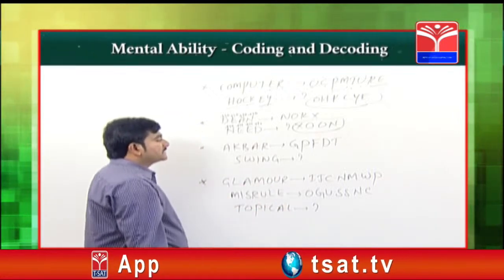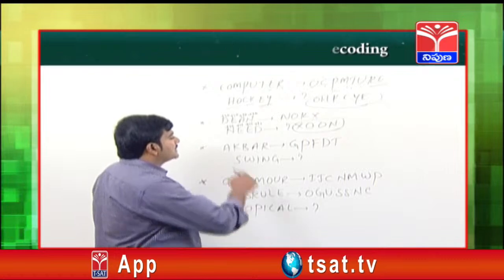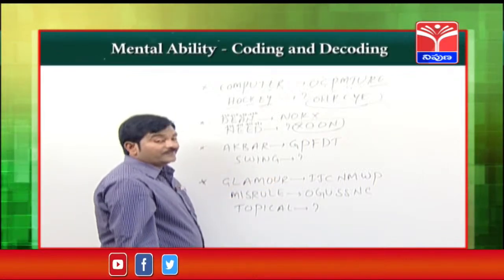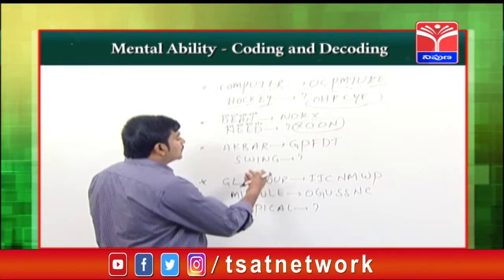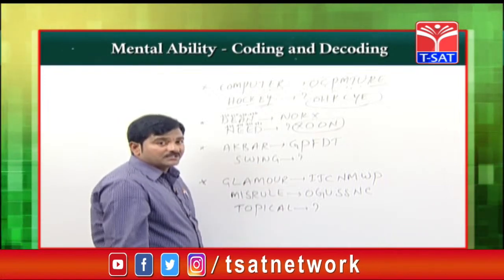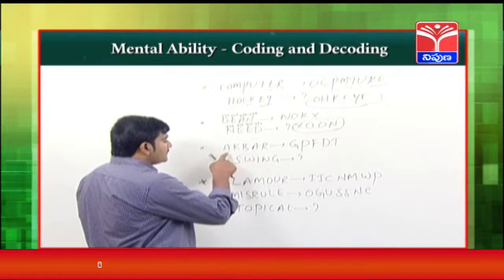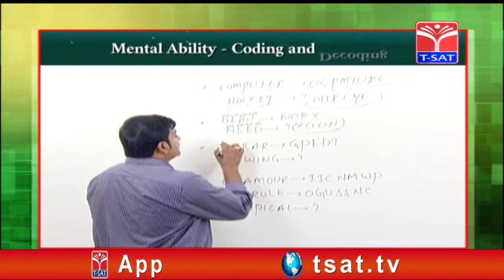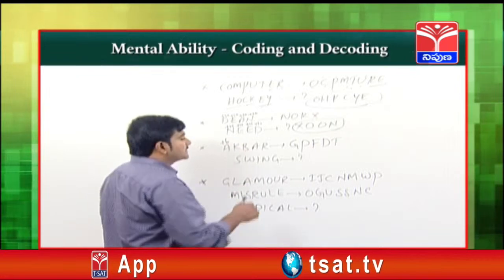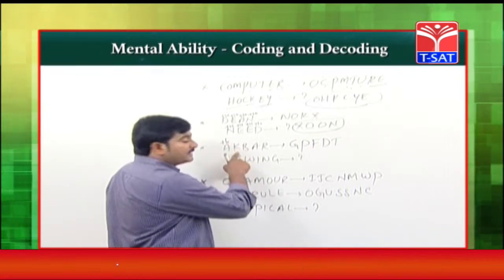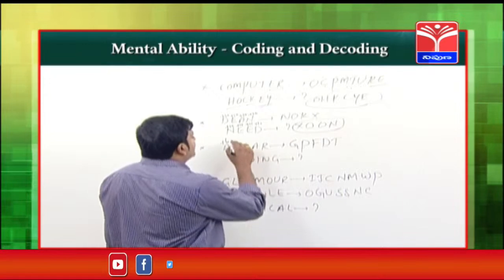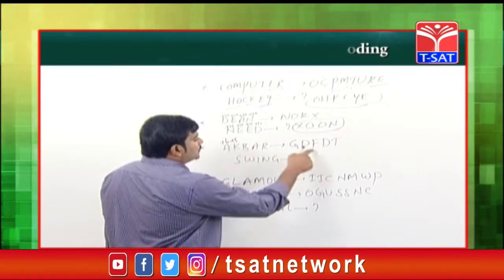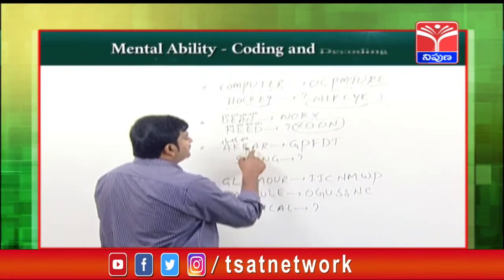Similarly, observe this: in a certain code language, Akbar is written as GPFDT. Then what is the code for the word swing? Let's simplify. A means 1, 1 became 7, simply added plus 6. K means 11, 11 became 16, added plus 5. B means 2, 2 became 6, plus 4.